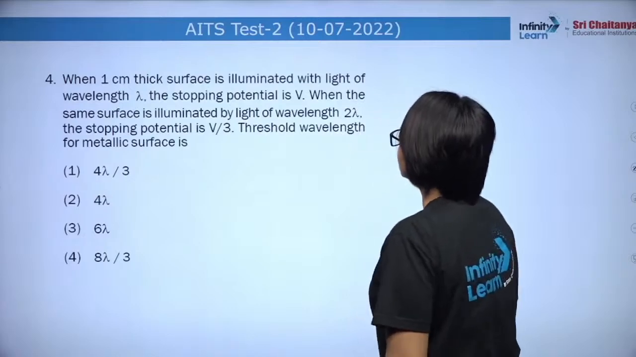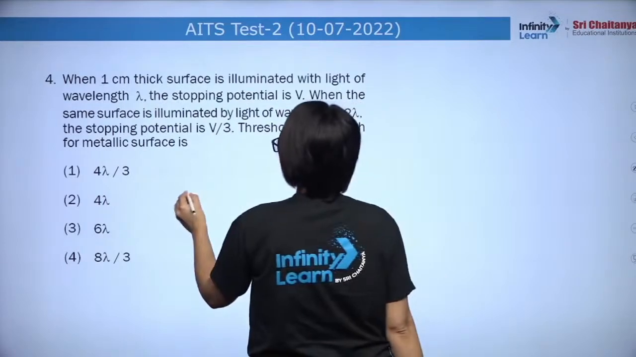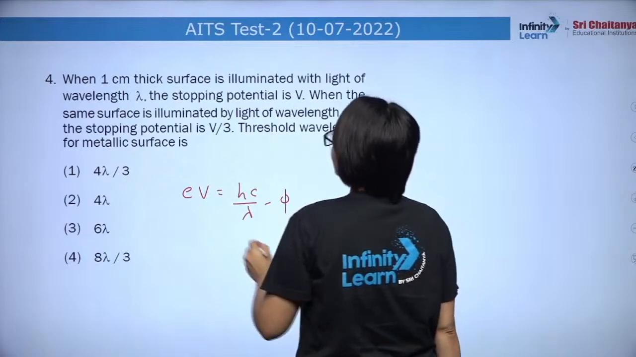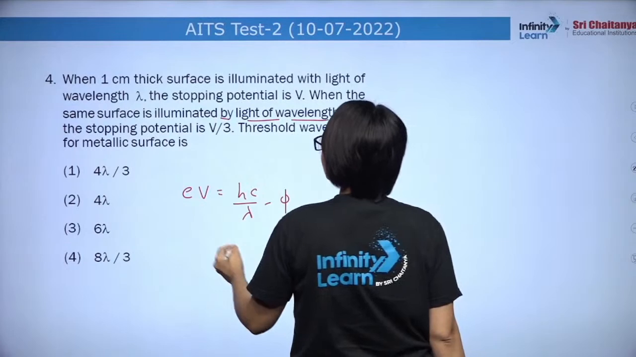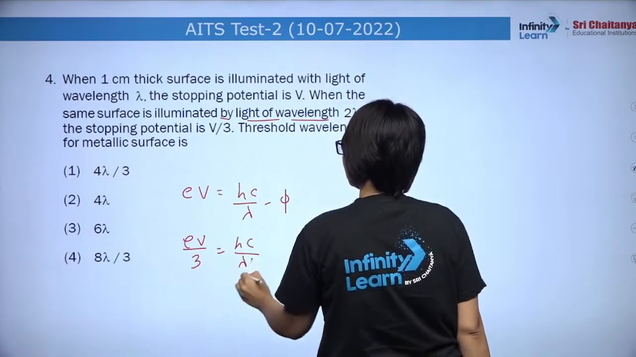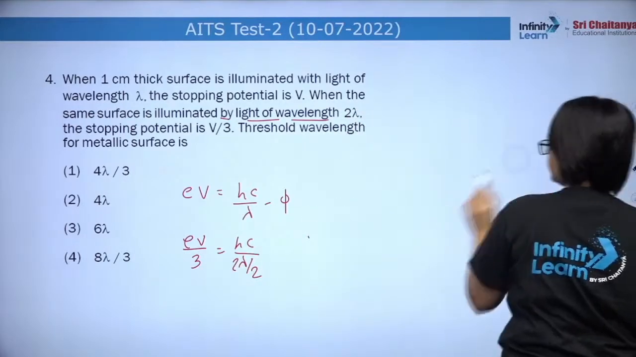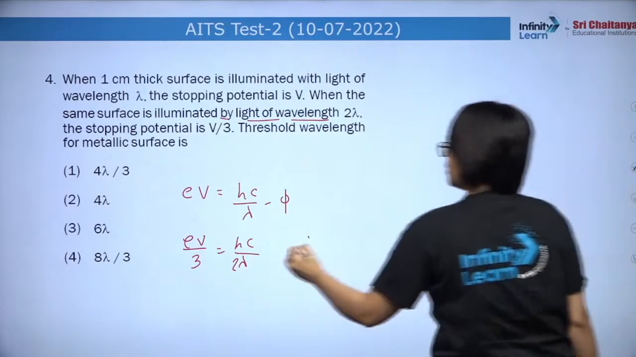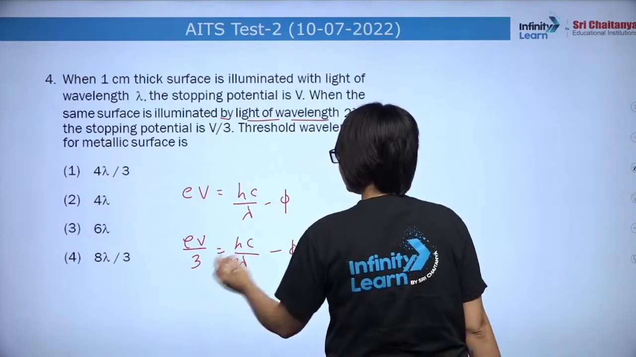When a surface is illuminated with light of wavelength lambda, the stopping potential is V. So eV is equal to hc by lambda minus work function phi. When the same surface is illuminated by light of wavelength 2 lambda, the stopping potential is V by 3. So eV by 3 is equal to hc upon 2 lambda minus phi, right? So you can put the value of eV in this equation.